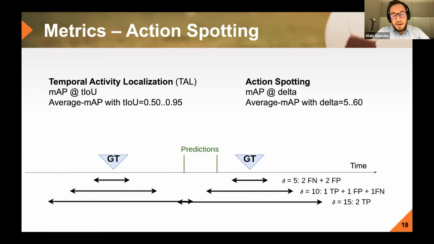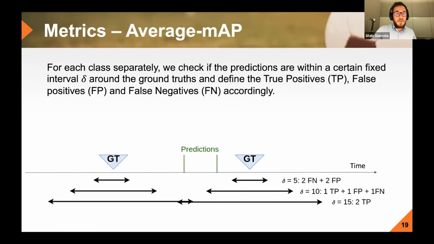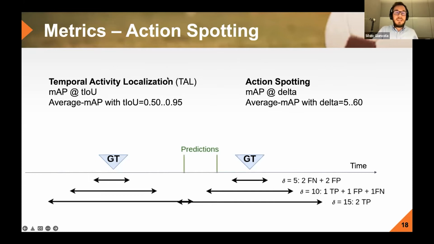Some of you might be familiar with video understanding, and in particular with the task of temporal activity localization. In temporal activity localization, we define activities with a beginning and an end. So if we have an activity that spans 5 seconds and we predict something on top of that, we check the temporal intersection over union. If that temporal intersection over union is within a specific threshold, we consider our prediction as a positive, either a true positive or a false positive.